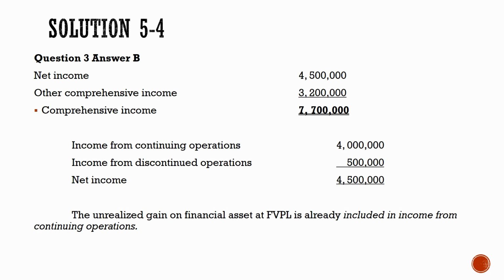So, yung income from continuing operations na 4 million ay i-add natin sa income from discontinued operation na 500,000 to get the net income of 4,500,000. I-add na lang natin to sa nakuhang OCI na 3,200,000, kaya naman meron tayong 7,700,000 na total comprehensive income.